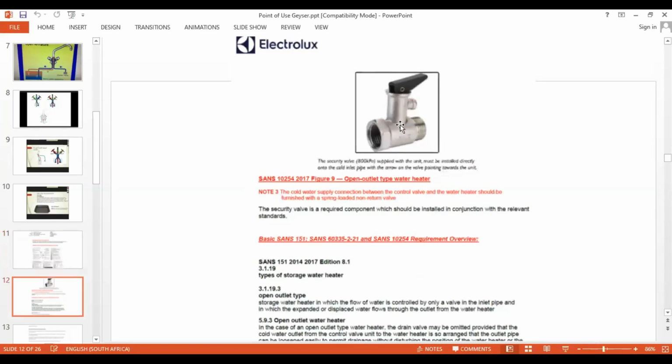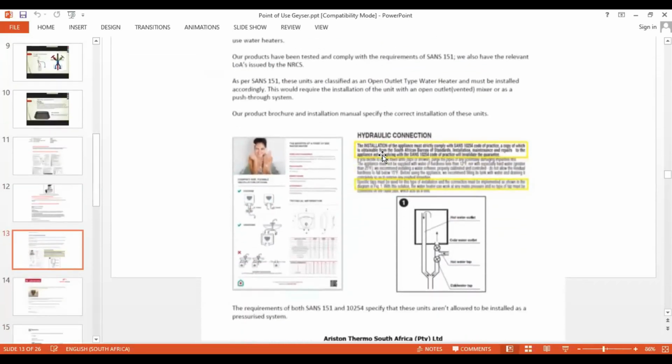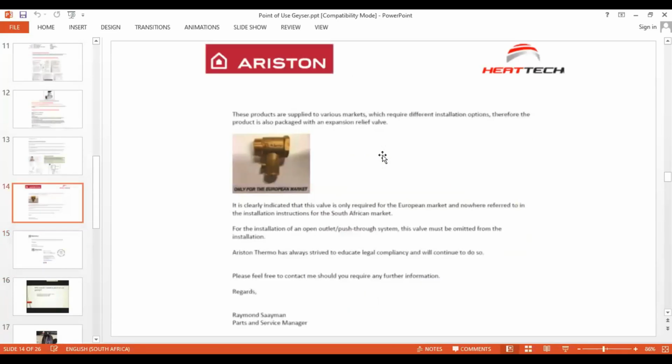Now, when you see this and you open your purchase of your vessel, you will see that you have this fitting. You must not use this fitting. You must use a spring-loaded non-return valve. This fitting is for the European market only. Ariston are more specific, where they say only for the European market. So this fitting is only for the European market. You do not fit this. It is a non-return valve, but it also has a little outlet.